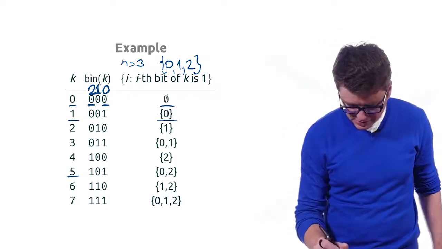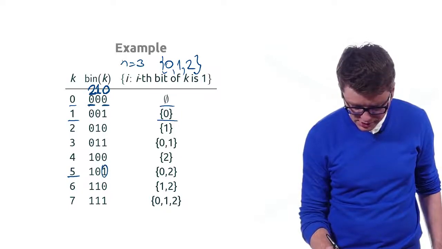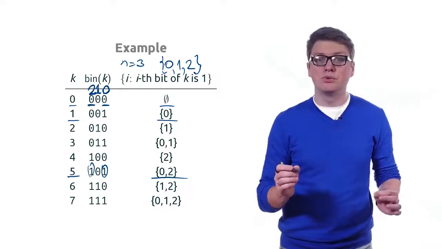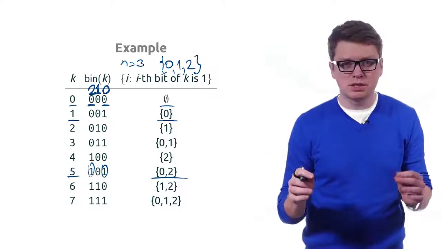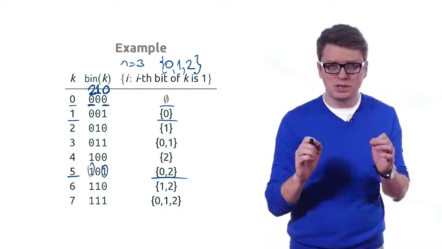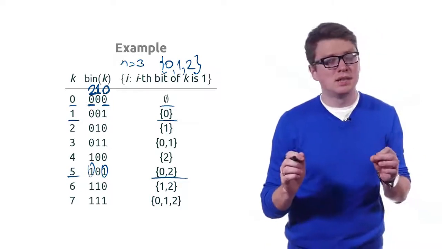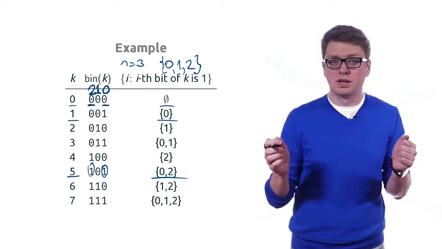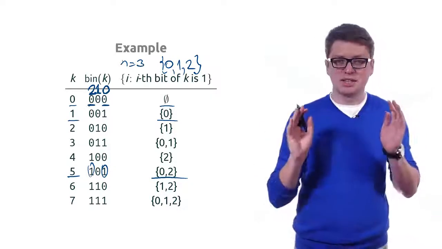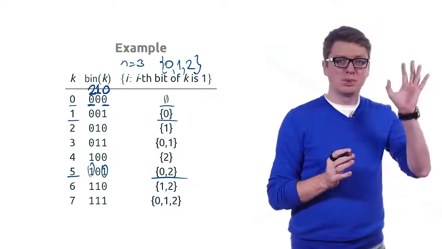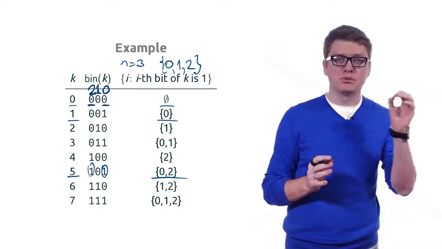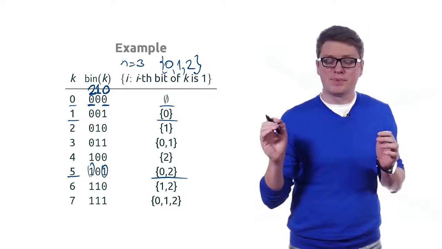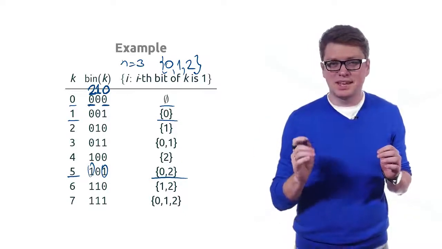And this corresponds to the fact that 0 is taken and 2 is taken, but 1 is not taken. So this corresponds to the subset {0, 2}. This is convenient because in programming languages, working with integers is usually particularly easy. So it is convenient to work with integers instead of sets. We've just established a nice one-to-one correspondence between integers in the range from 0 to 2 to the n minus 1 and all subsets of a set of size n.